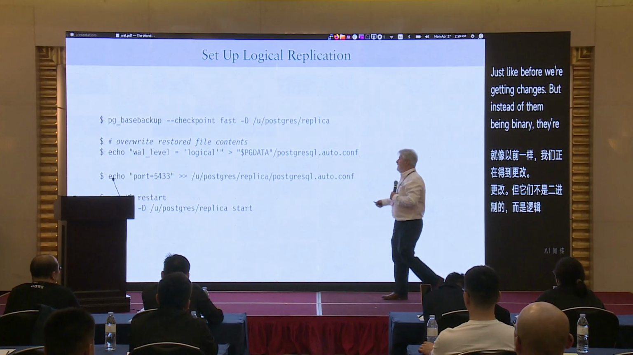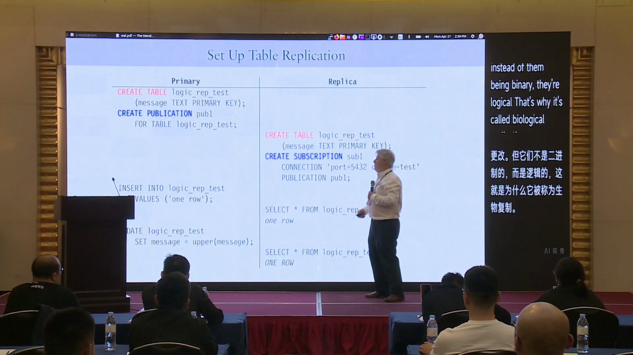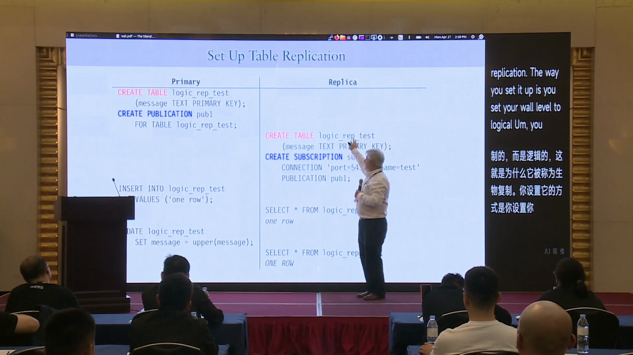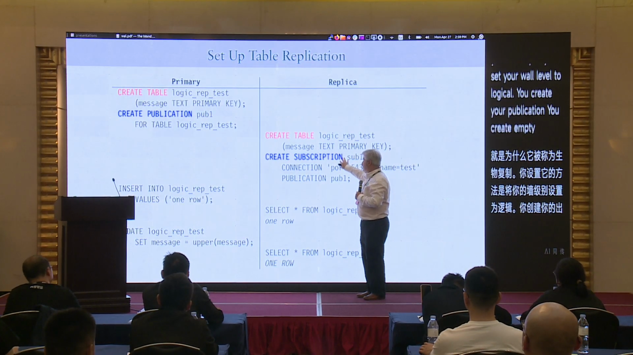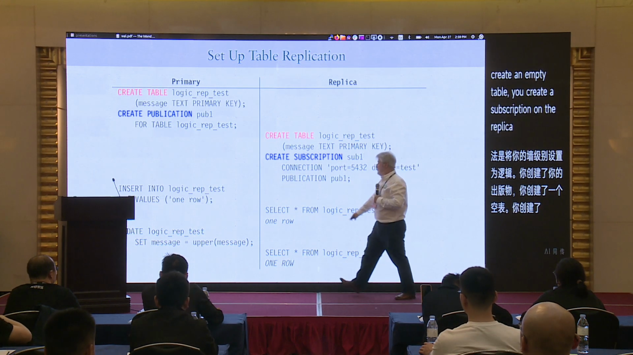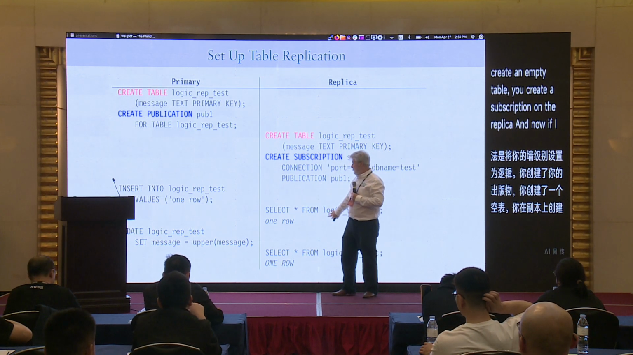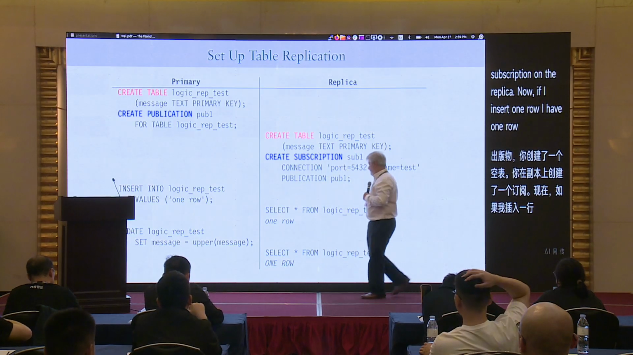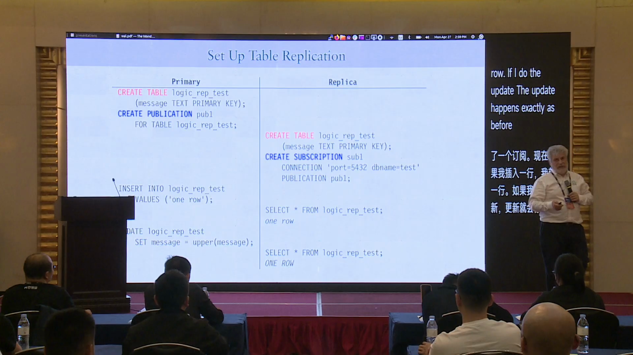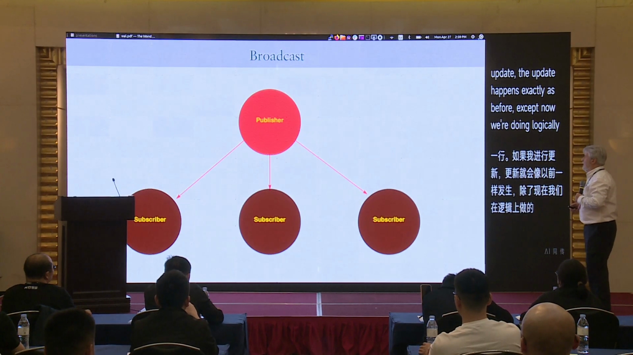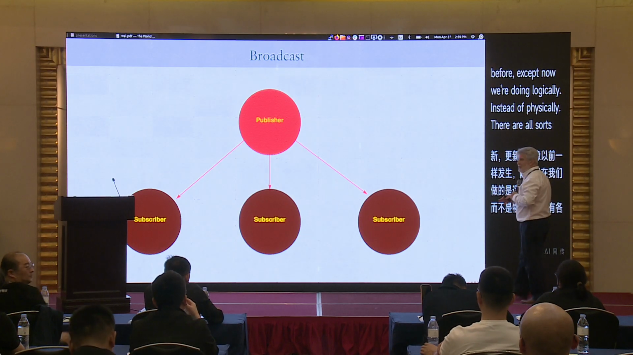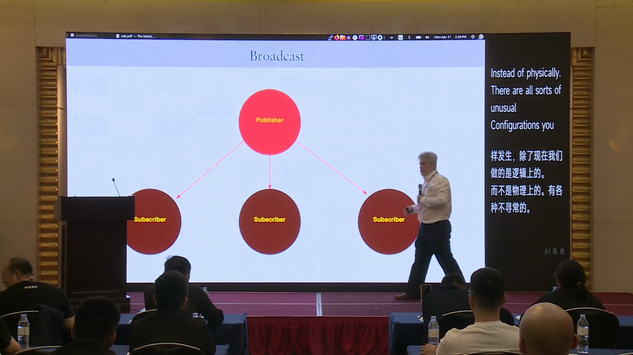The way you set it up is you set your WAL level to logical. You create your publication. You create an empty table. You create a subscription on the replica. And now, if I insert one row, I have one row. The update happens exactly as before, except now we're doing it logically instead of physically. Okay? There are all sorts of unusual configurations you can use for logical replication.